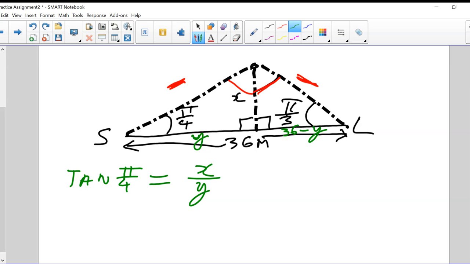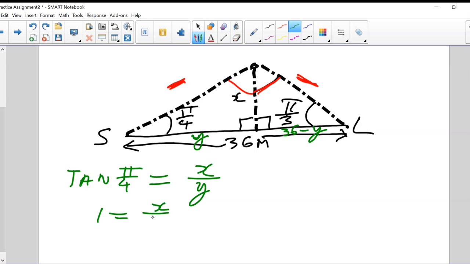Look it up, folks, if you don't remember. What's the tan of pi over 4? Because that has a value. We can actually find that value. What's the tan of pi over 4? It's one of those special angles. It's 1. Thank you, Rachel. Thank you, Joel.